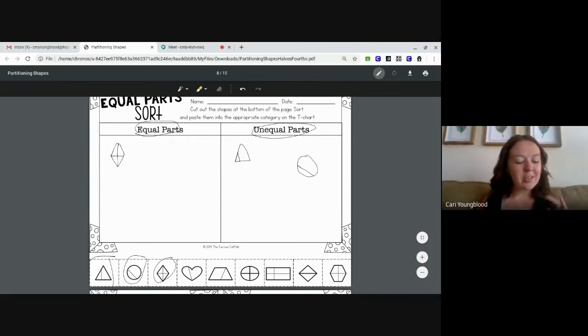Okay, friends, just like we did earlier, I want you to pause the video here, make yourself another T-chart, have equal parts on one side, unequal parts on the other side, and you can go ahead and draw the shapes we did together, and then I want you to sort the rest of these shapes at the bottom. You're going to draw them and send me a picture. Make sure you're putting the ones that have equal parts, fair share on this side, and unequal parts or unfair shares on this side. I can't wait to see your work, guys.